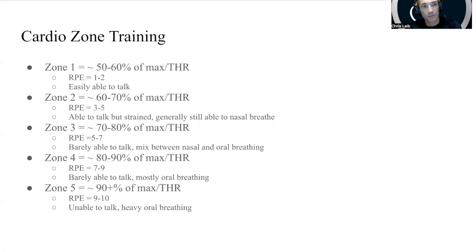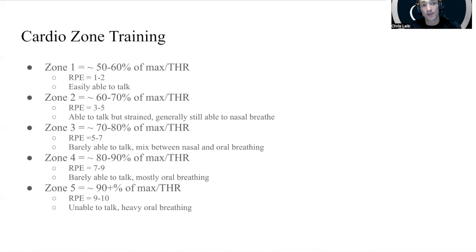Zone 1 could be an RPE of, say, 1 to 2. It's easy. You're easily able to talk. It's usually a walk for a lot of people. Some people, if they're really new to cardiovascular fitness, or their cardiovascular fitness is low, a walk could be pushing you up into 60 to 70% of your max heart rate, into a zone 2. There, the RPE is about 3 out of 5. You're usually able to talk, but it's strained, and you're generally able to still breathe through your nose, depending on if you have any structural problems with the nose.